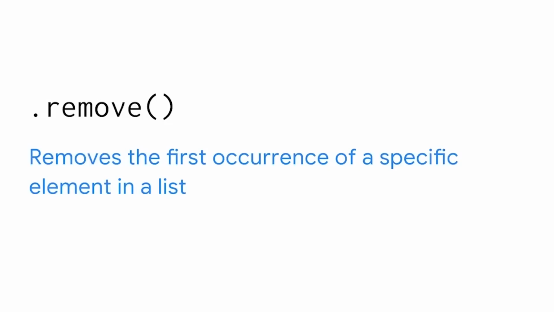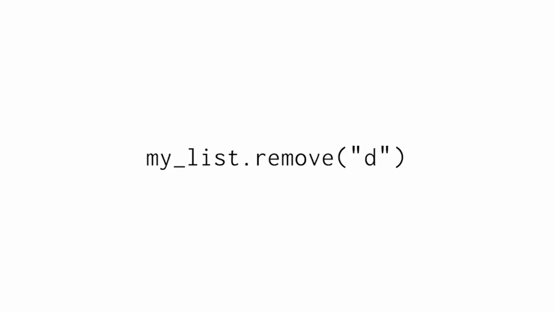Sometimes, we might want to remove an element that is no longer needed from a list. To do this, we can use the remove method. The remove method removes the first occurrence of a specific element in a list. Unlike insert, the argument of remove is not an index value. Instead, you directly type the element you want to remove. The remove method removes the first instance of it in the list.